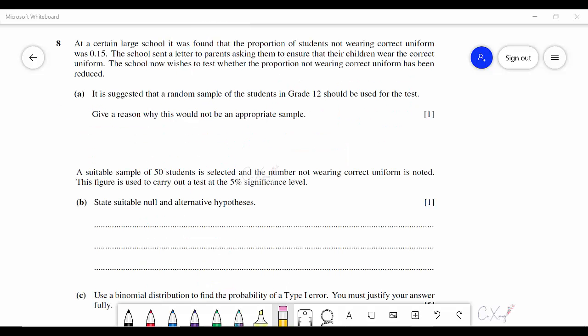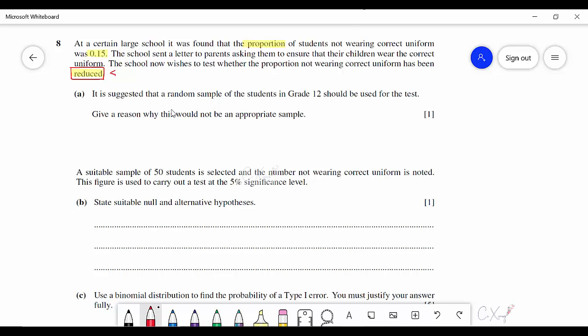Okay, so we are coming to the very last question, which is question number 8. Okay, so at a certain large school, it was found that the proportion of students not wearing correct uniform was 0.15. So I think here the keyword will be the proportion of not wearing the correct uniform, okay? And it's 0.15. And then the school sent letters to parents to ensure their children wear the correct uniform. And now they want to test whether the proportion of not wearing correct uniform has been reduced. Okay, so I think you need to highlight the keyword reduce. This is the keyword telling you about forming the alternative hypothesis later if they are asking you to run the test. Alright, so the keyword reduce means smaller than. Okay, so it is actually an important keyword for you to set up your alternative hypothesis.